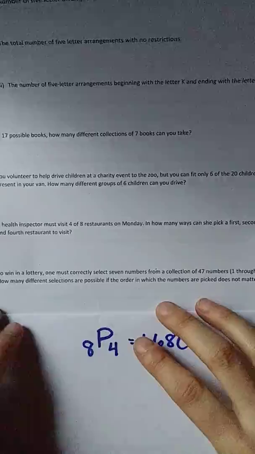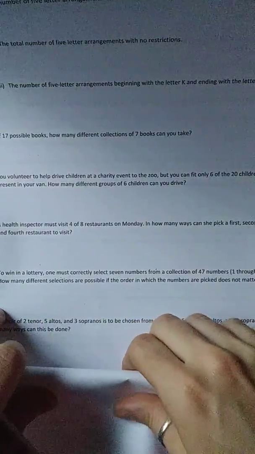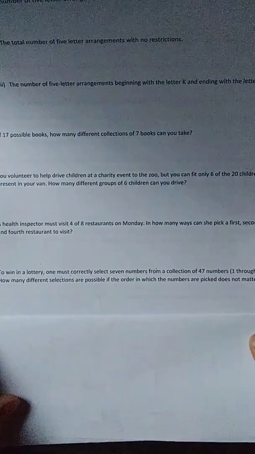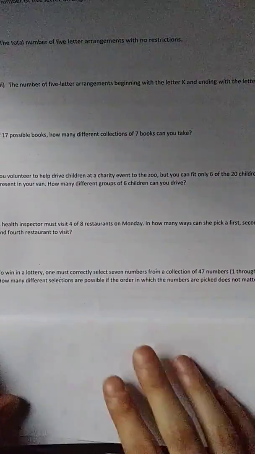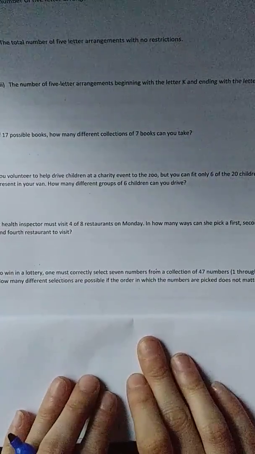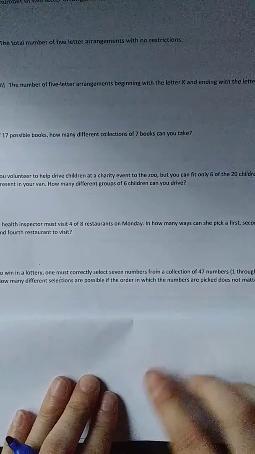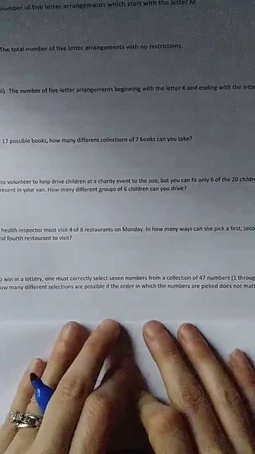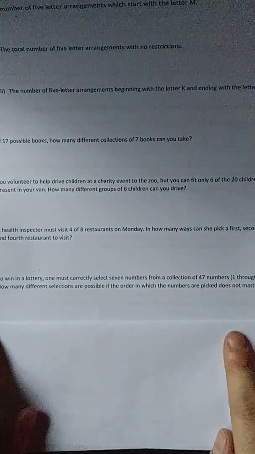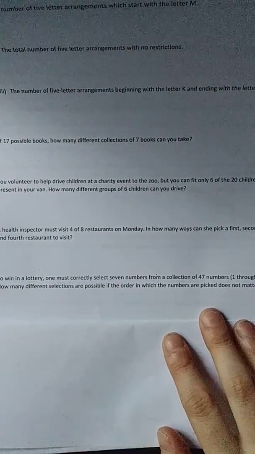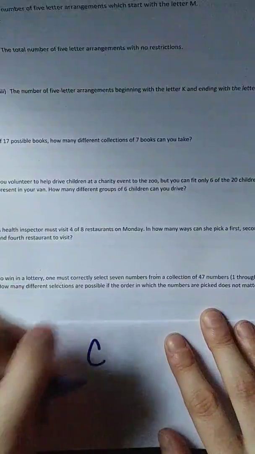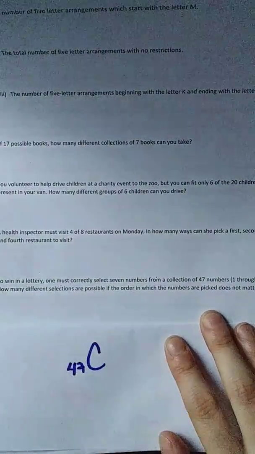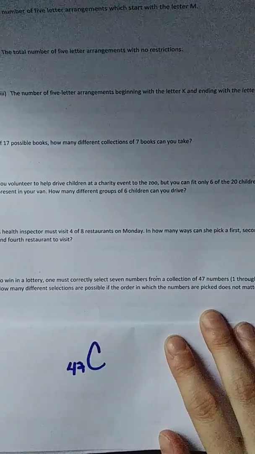In order to win in a lottery, we have to correctly select 7 numbers from a total collection of 47 numbers, 1 through 47. We're trying to figure out how many different selections are possible if the order that the numbers are picked doesn't matter. So as long as you match the numbers, it doesn't matter when you pick them, as long as they're all there. So in this case, since the order does not matter, we're going to be using a combination. And we have 47 total numbers to choose from, and we only have to pick 7 of them.